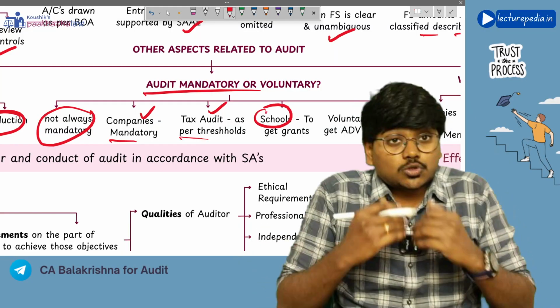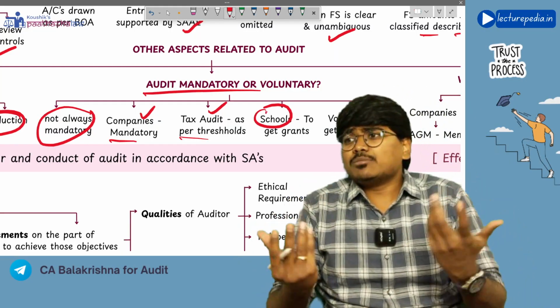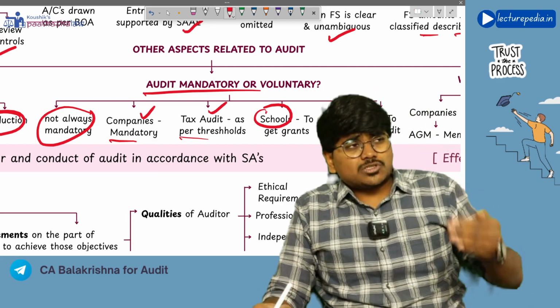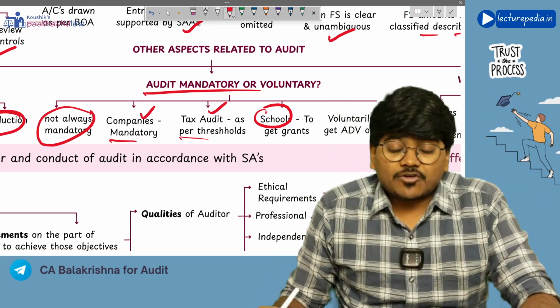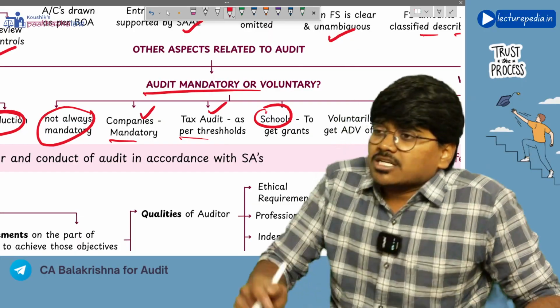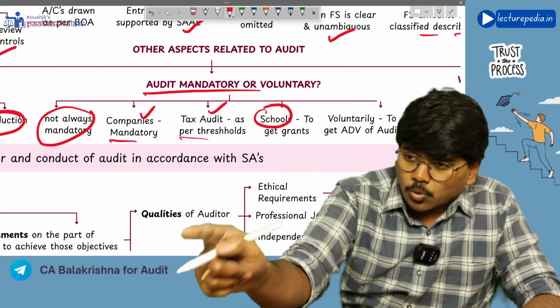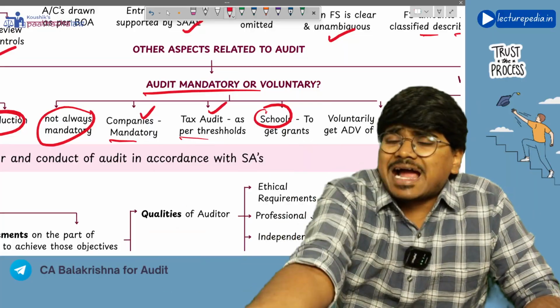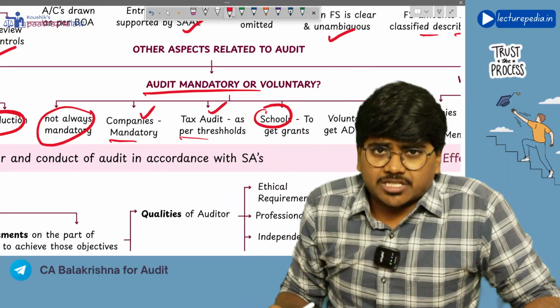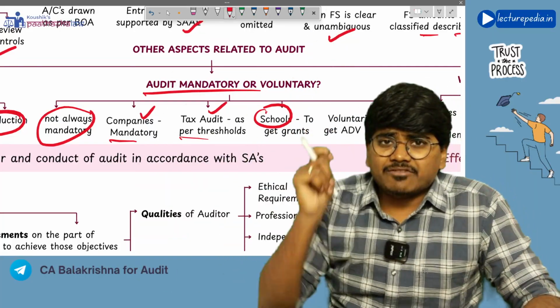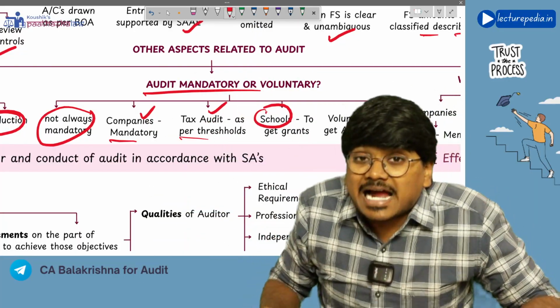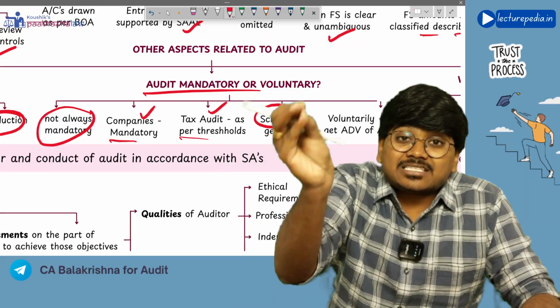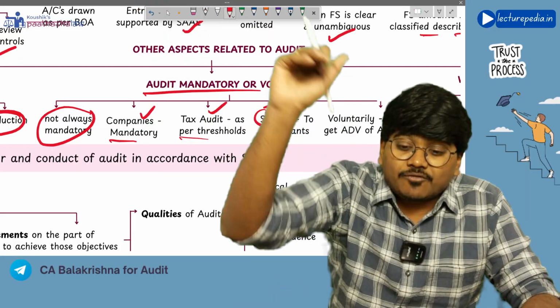Next, some schools or some charitable organizations, for the purpose of getting grants from the government, will get their books of accounts audited, because the government will say, see, you prove to me that your activities are charitable activities. Whatever the amount that I will give you, you utilize that for charitable activities only. So like this, you get your books of accounts audited.